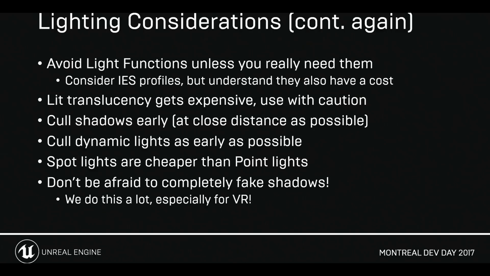Next, cull dynamic lights out as early as possible. Turn them off if you can. Spotlights are cheaper than point lights, at least by a little bit. And don't be afraid to completely fake shadows. Several of our VR operators will either use capsule shadows because they're cheap, or in some cases, we will actually do completely fake, old school, like 1997 blob shadows where we have a little piece of geometry with a modulated material on it.